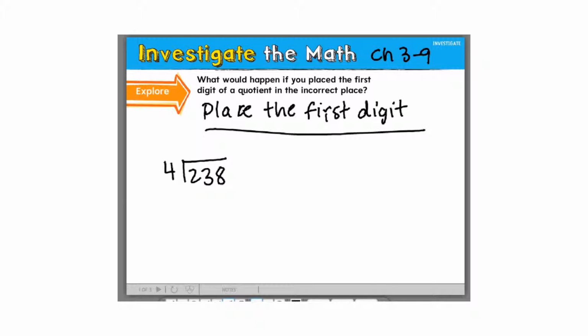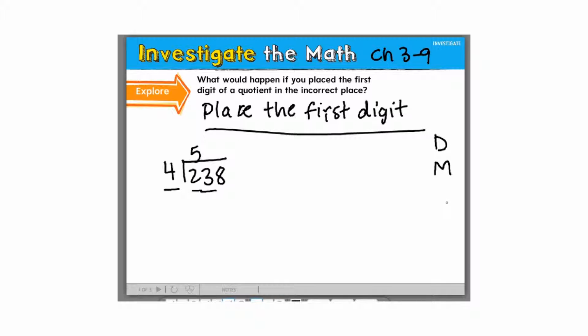Okay, watch. The question asks, what would happen if you place the first digit of a quotient in the incorrect place? So if I were dividing 4 into 238, and I try to divide 4 into 2, I say, oh, that doesn't fit. So I'm going to divide 4 into 23, right? That was what we talked about. And then how many times would 4 fit into 23? We've done questions like this before, but Nolan, how many times? 5, because it can't go 6 times, because that's 24. Almost, sorry. So it can only go in 5 times, and minus 20 and all that.